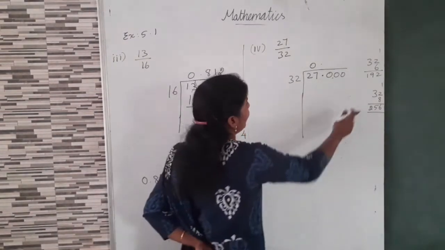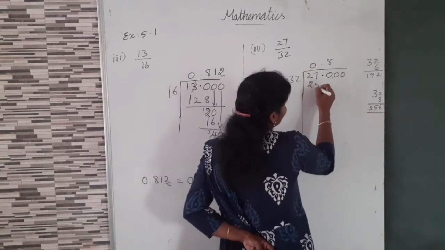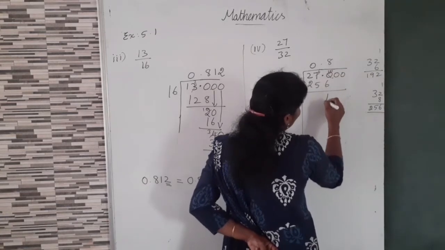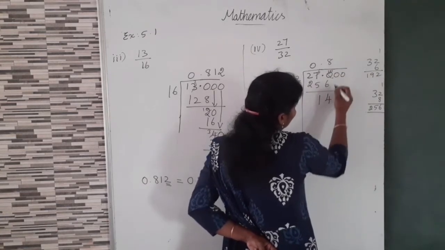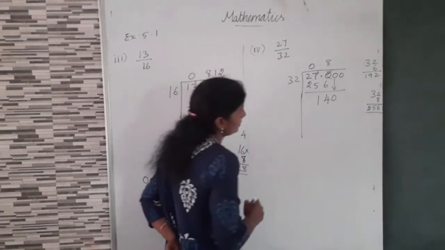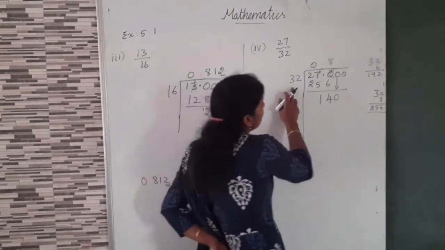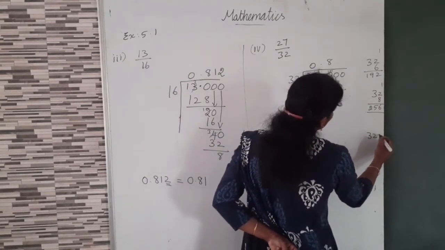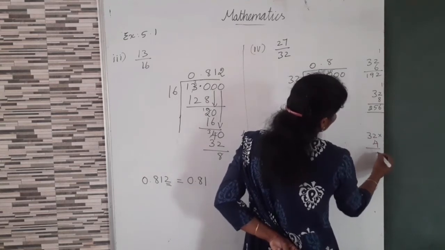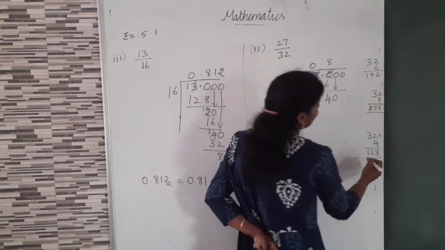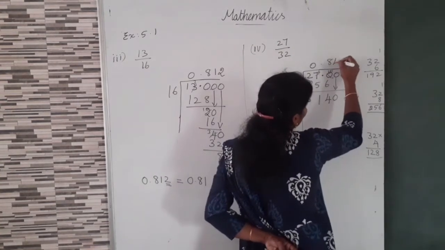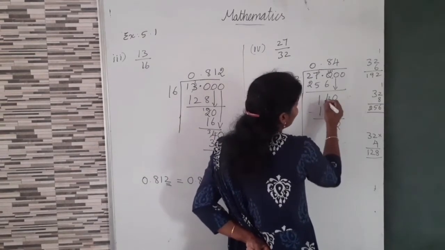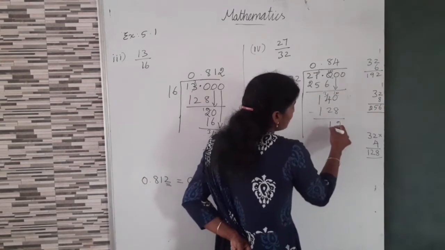256, isn't it? So we can take 8 times. 8 times 32 is 256, now we can subtract it. Here 10 minus 6 is 4, 6 minus 5 is 1. Next 0 we can bring down. Now 140, 6 times is 192, but here 140. So we can take 32 into 4 times, means 4 2s are 8, 4 3s are 12, 128. So we can take here 4 times, 128. Now we can subtract. 10 minus 8 is 2. Here 3, isn't it? 3 minus 2 is 1.